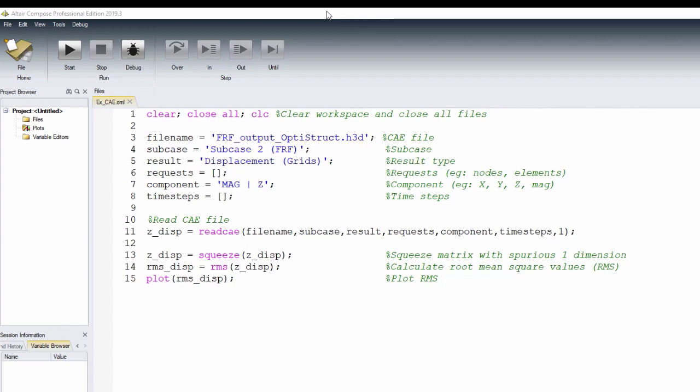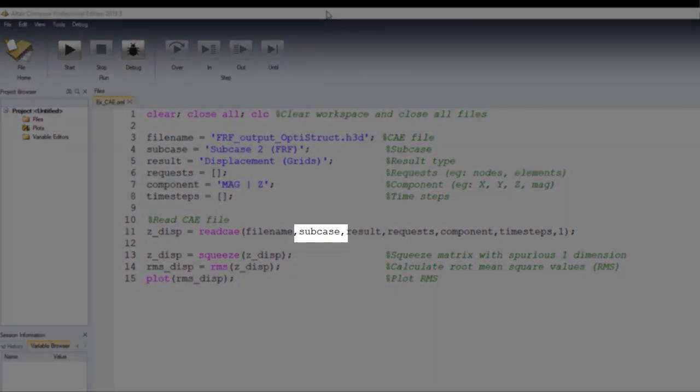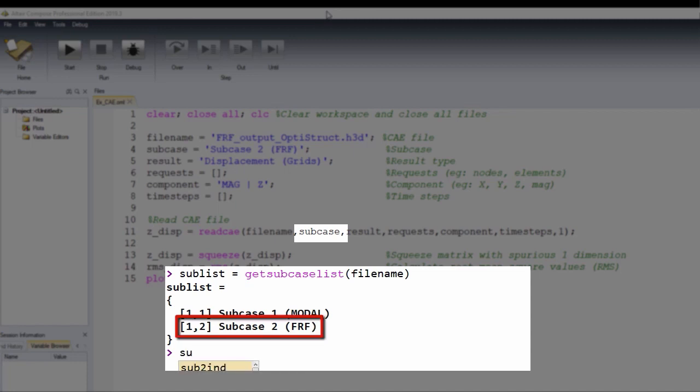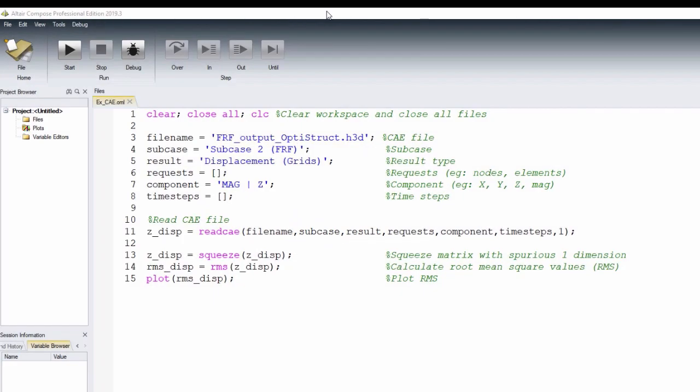As an example, let's say that the subcase name is not known. We can use getSubcaseList function and then give the file name as the first argument to store the subcase list. In this example, we are interested in the frequency response subcase. And that's why the second element of the output should be stored in a variable and called in the CAE readers later on.